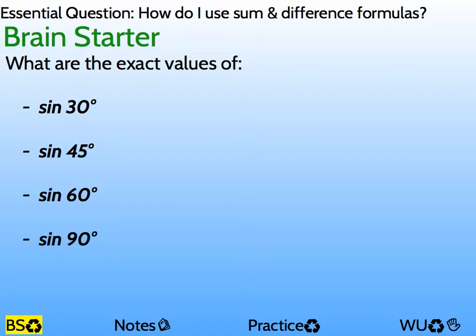Figure out the values of sine for 30 degrees, 45 degrees, 60 degrees, and 90 degrees. In case you forgot the trick with sine and 30 degrees, 45, and 60, it's 1 over 2, radical 2 over 2, radical 3 over 2, and just 1.